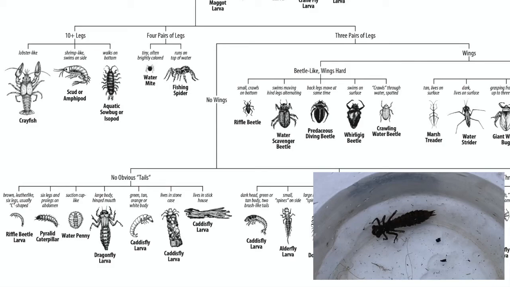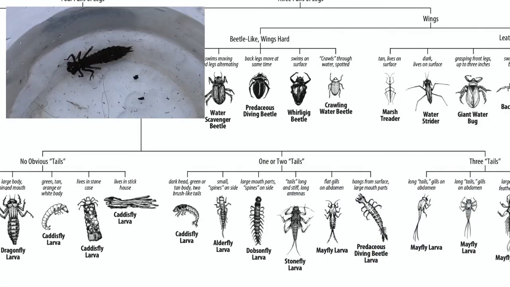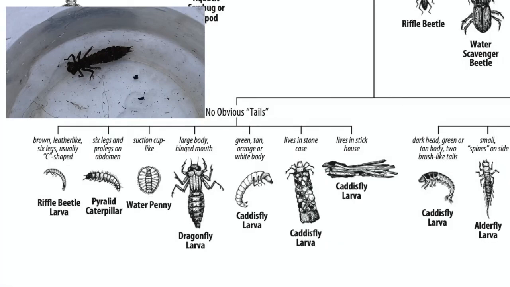Next, we go down again. Does he have wings or no wings? It doesn't appear that he has wings, so we're going to follow the no wings line. Finally, does he have no obvious tail, 1 or 2 tails, or 3 tails? It looks like he has no obvious tail. Does he look like any of these critters? If you said dragonfly larva, you are correct.